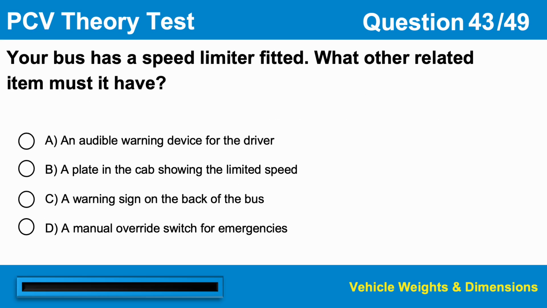Question 43. Your bus has a speed limiter fitted. What other related item must it have? A. An audible warning device for the driver. B. A plate in the cab showing the limited speed. C. A warning sign on the back of the bus. D. A manual override switch for emergencies.